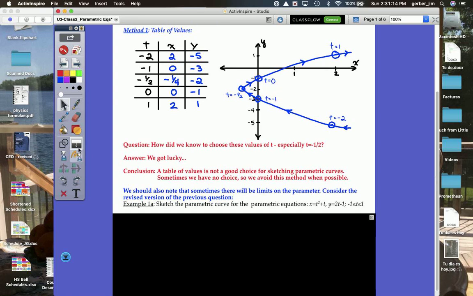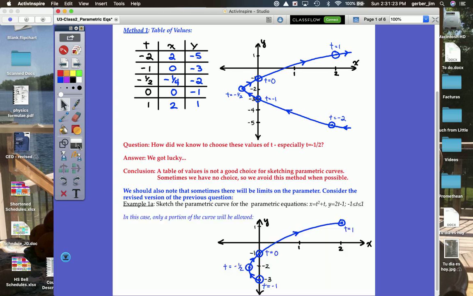Well, now we only see a part of the parabola. We're only starting at -1. So that means we're starting at this point right here. So my parabola now looks like this. It has a well-defined starting point and a well-defined ending point. Notice there's still a direction involved here. We're still going from -1 to -0.5 to 0 to 1. But now, only a part of the curve is going to be allowed.